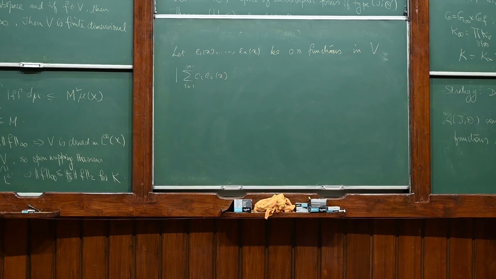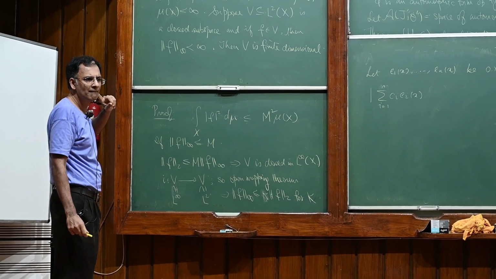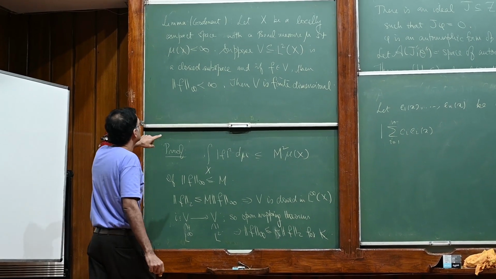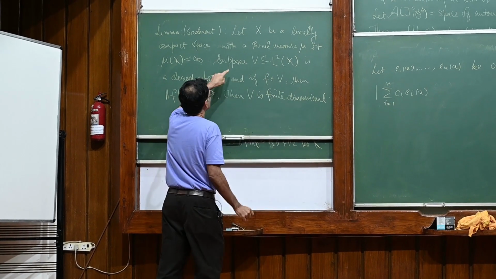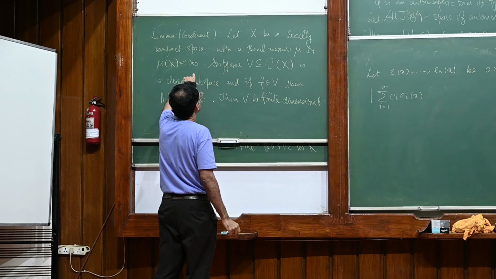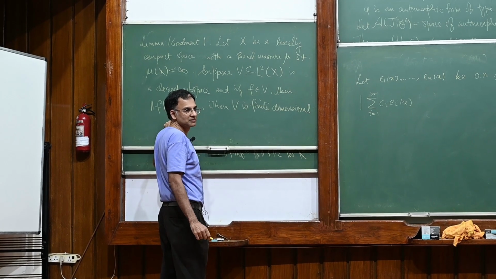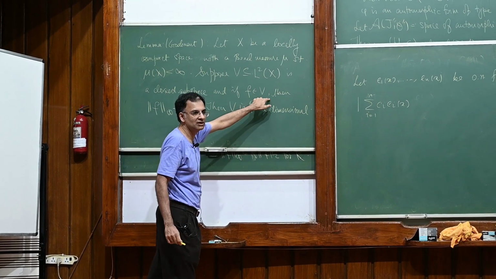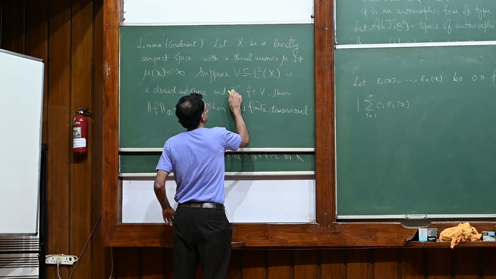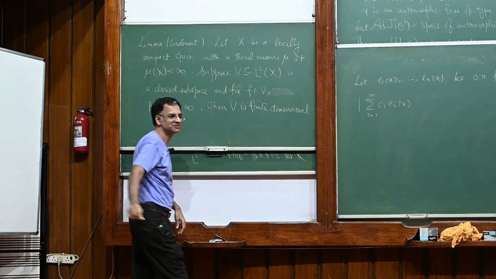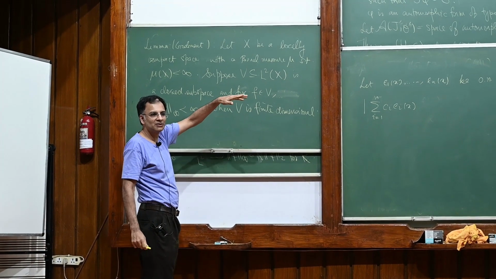In your statement of the lemma, are we assuming that the sup norm is less than infinity, or is that something which is getting implied? Sorry? No, it's an assumption. If f belongs to V, then the sup norm is finite. Suppose this is a closed subspace, and suppose this. Thanks. Okay. So is that clear now?